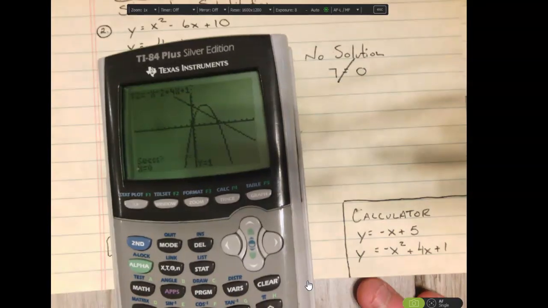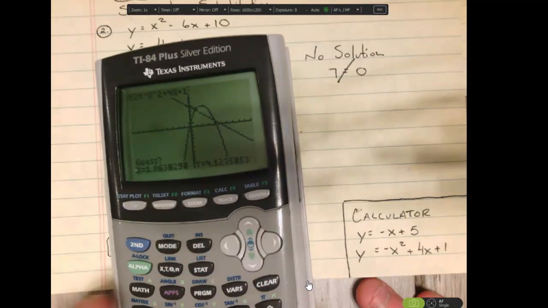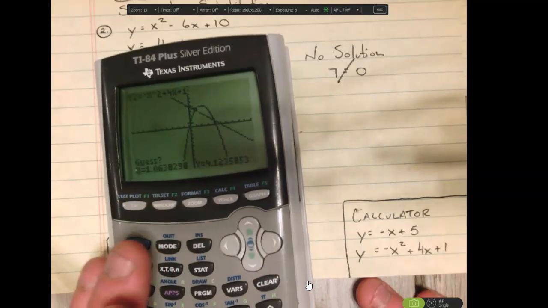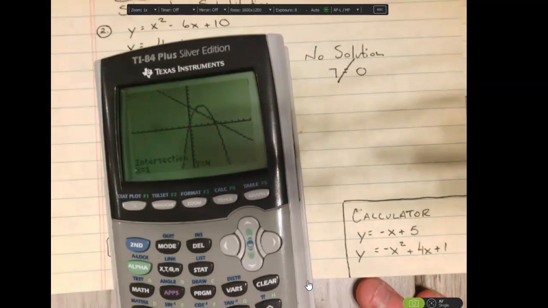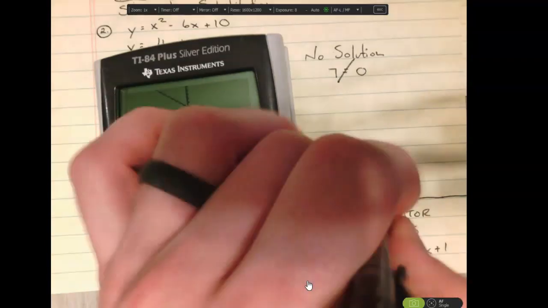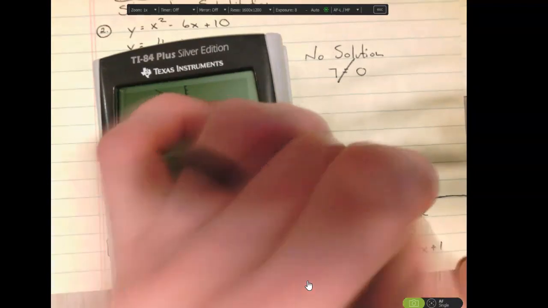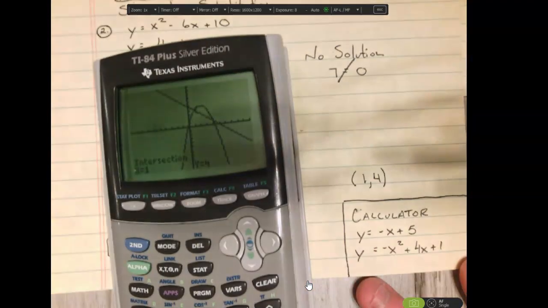I hit enter again. It's going to come up with guess. You can kind of turn this into a game if you want. Maybe you're real competitive and you want to try and guess what this is going to be. So I can arrow up and I'll put my dot right here. I'll guess that it's about there. I hit enter again. It's going to come out with the actual intersection. So those two are going to intersect at 1, 4. So your first ordered pair is 1, 4. So there's your first solution.